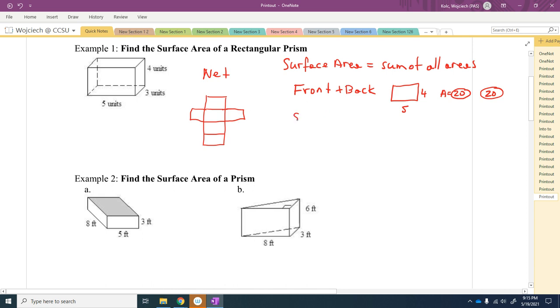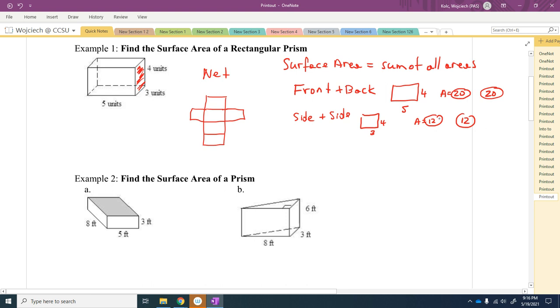Let's talk about a side plus side. When I say side, I really mean this wall. It looks like this. It's 3 by 4. So the area would be 12. But please remember the other side, the area is also 12.